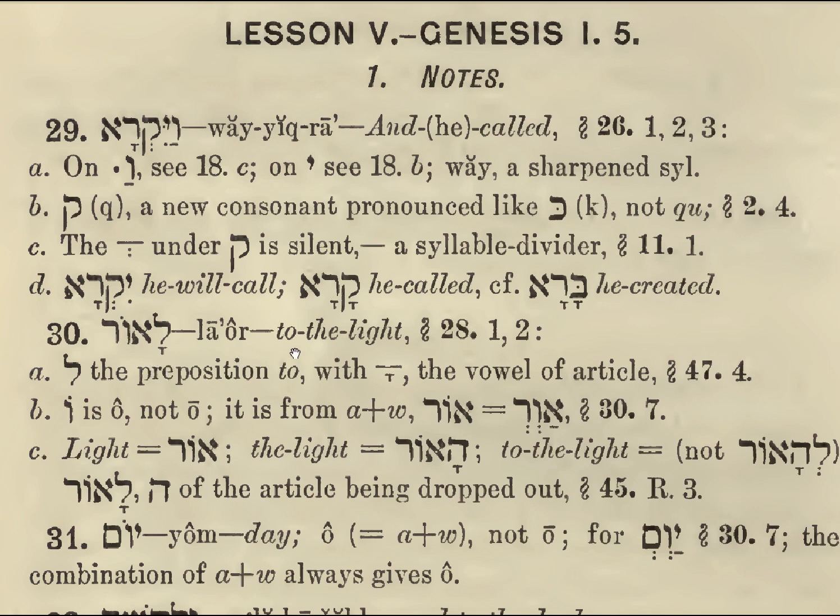Laor, to the light. Le is a preposition. It comes in front of the noun, and it's the preposition to with the a vowel, which is the vowel of the article ha. So to the. Le a la. So we don't say le ha, but la or.